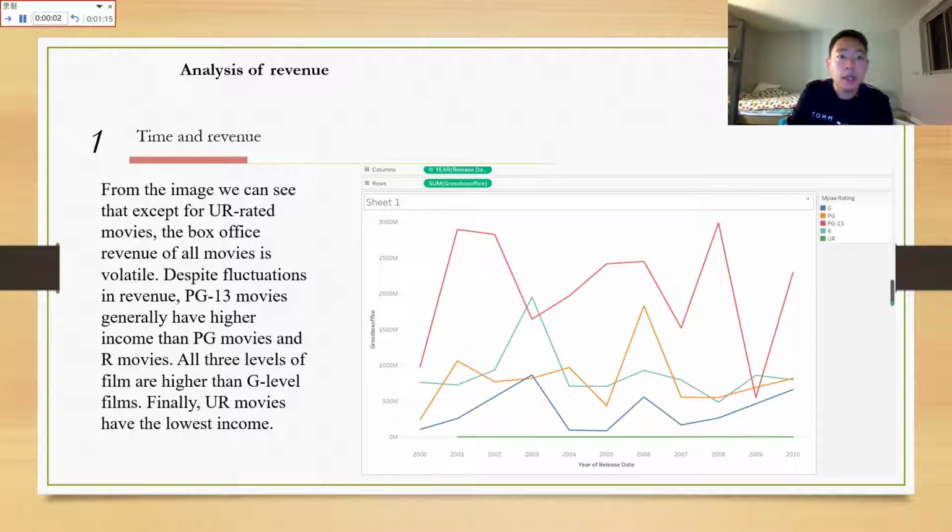So next is the analysis part, and the first analysis is about the revenue. From the image, we can see that except for UR-rated movies, the box office revenue of all movies is volatile. Despite fluctuations in the revenue, PG-13 movies generally have higher income than PG movies and R-rated movies. All these three levels of movies are higher than G-level movies. And finally, UR movies have the lowest income.